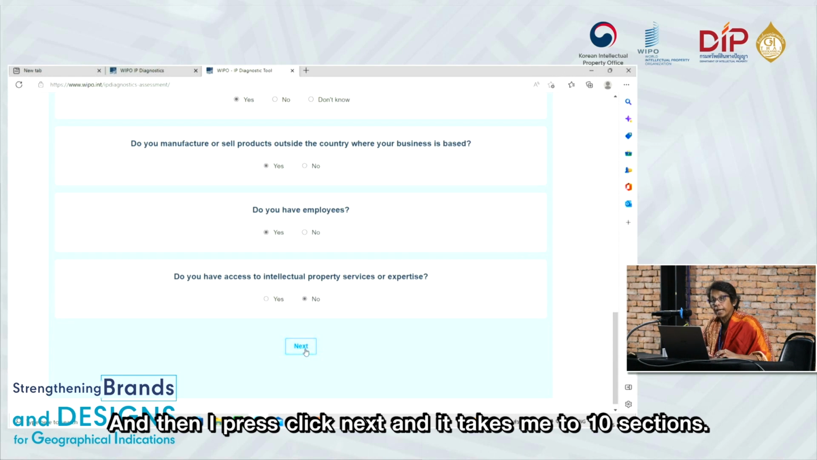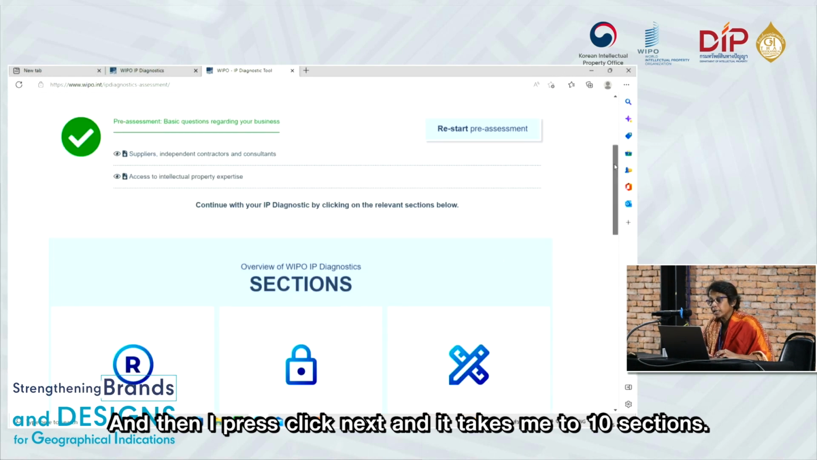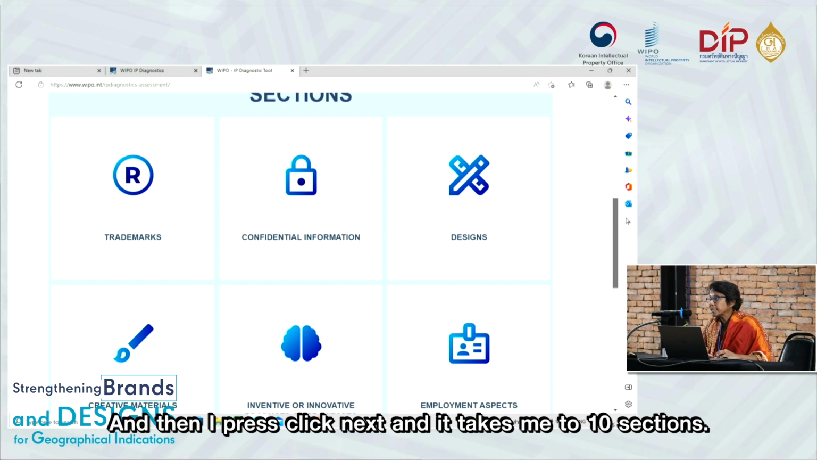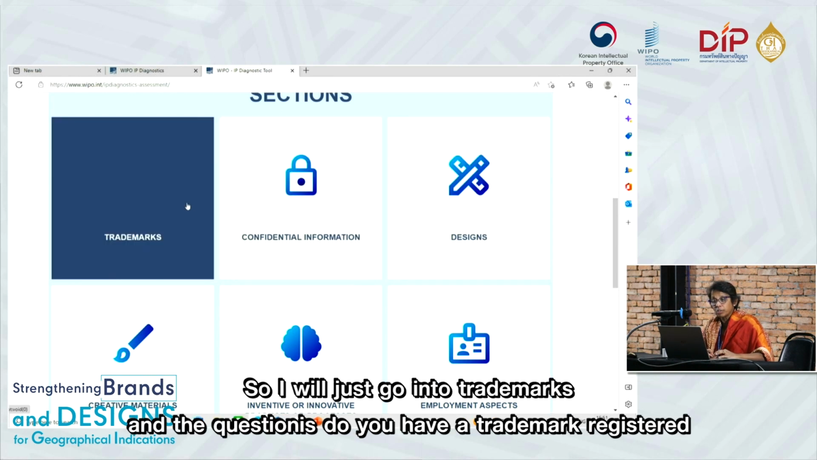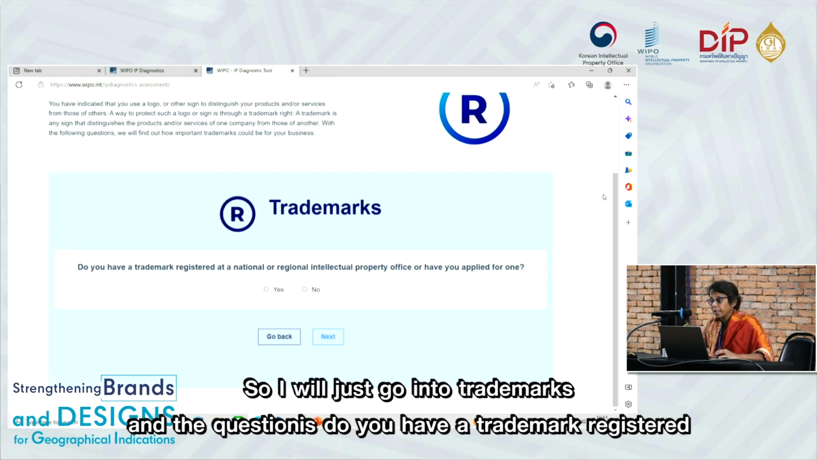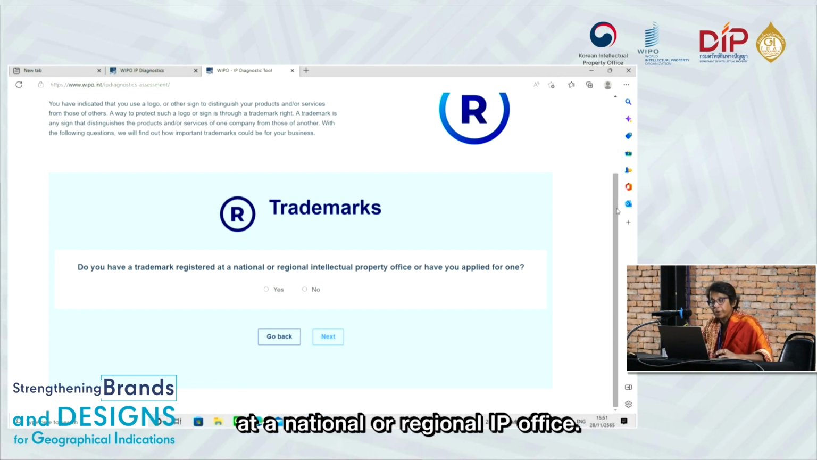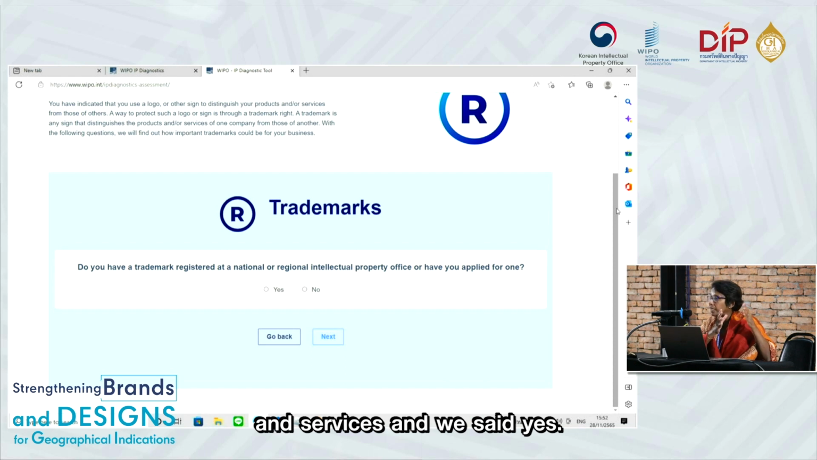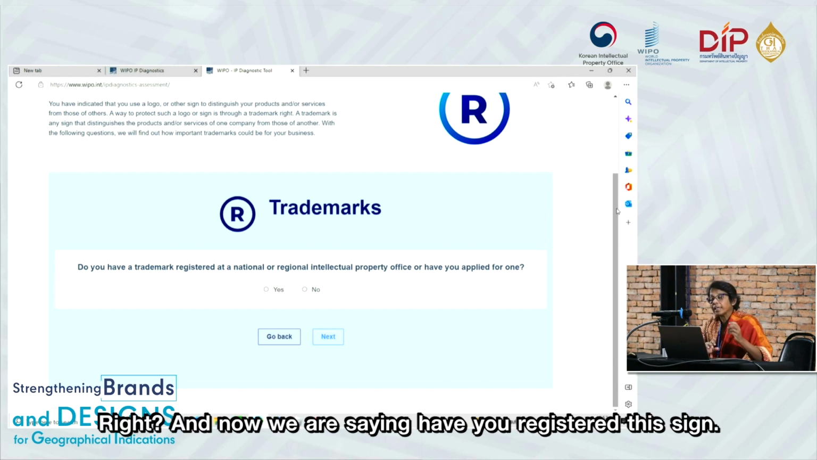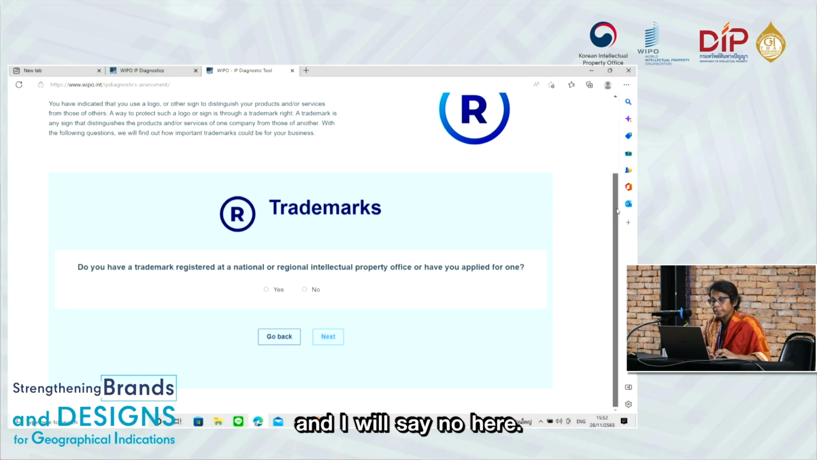And then I click next, and it takes me to 10 sections. These sections are basically going deeper into the areas that we already answered yes to. So I will just go into trademarks. And the question is, do you have a trademark registered at a national or regional IP office? Because if you recall, the first question was, do you use a sign to distinguish your products and services? And we said yes, right? And now we are saying, have you registered this sign, right? And I will say no here.